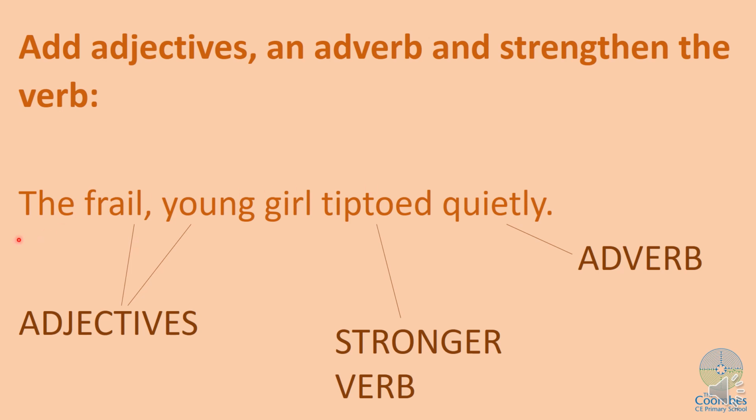So my new sentence says this: the frail young girl tiptoed quietly. We've kept the noun the same, but we've added in 2 adjectives to tell our reader what kind of girl we're talking about. Frail and young are both adjectives. We've added an adverb at the end here, quietly, and we've used a better verb. It's a stronger verb, tiptoed, because it gives us more information about what's going on here. Already our sentence is better, but there are definitely more ways that we can improve it.